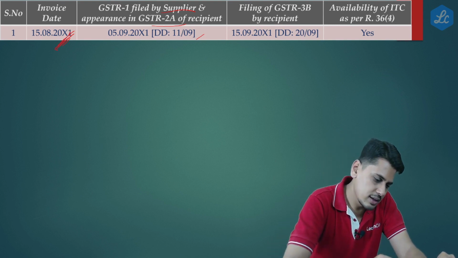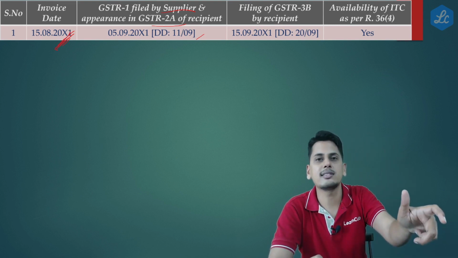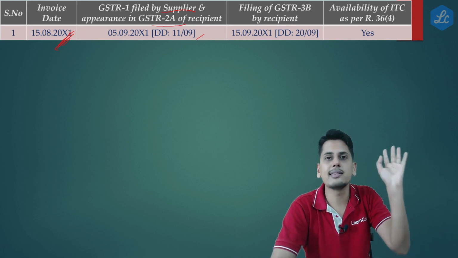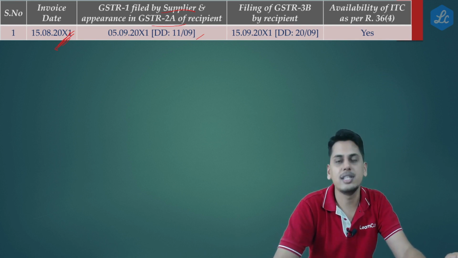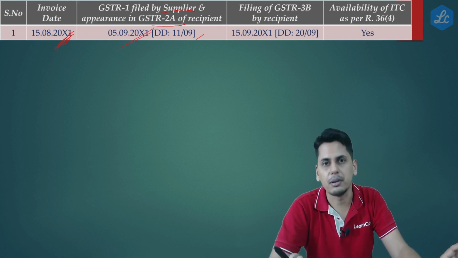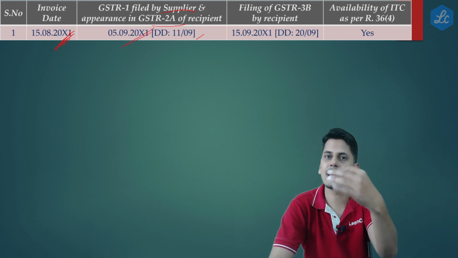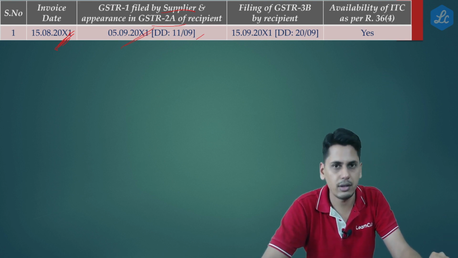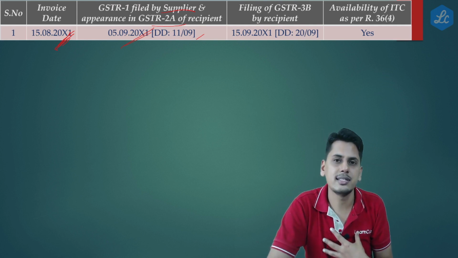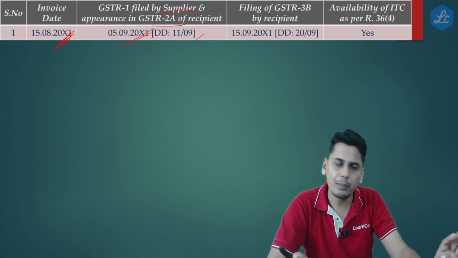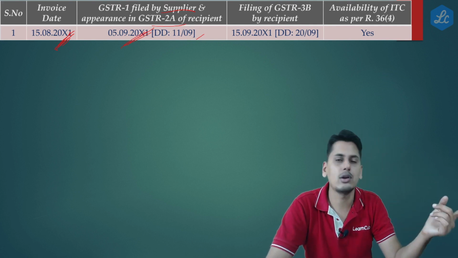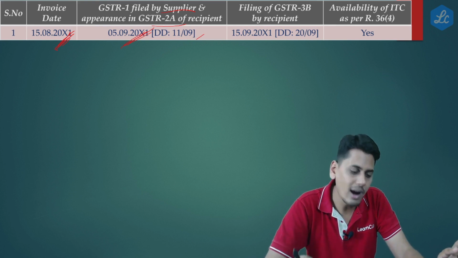So now friends, invoice dated 15th August. For the tax period August, the due date of filing GSTR1 is 11th September. Now this supplier is filing his GSTR1 and including this invoice on 5th of September, well before the due date of 11th of September. Now friends, when is it going to appear in my GSTR2A? It will obviously appear on 5th of September itself, because he has filed his GSTR1 on 5th of September.